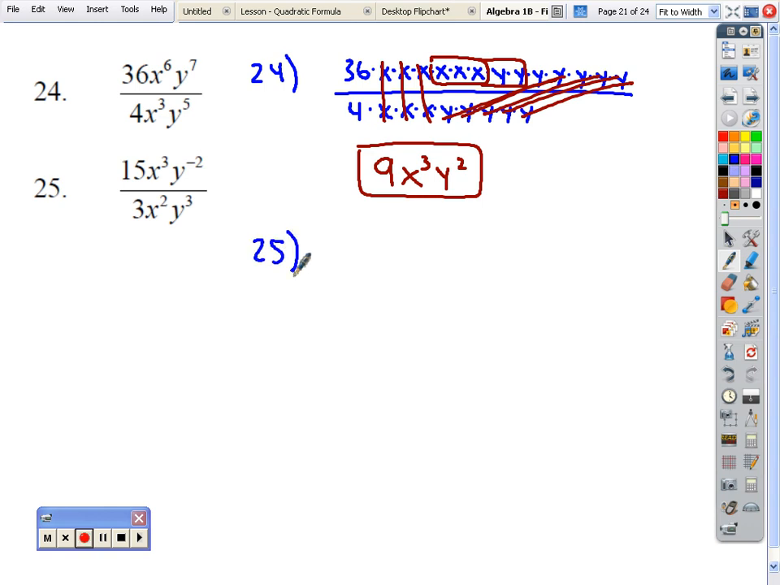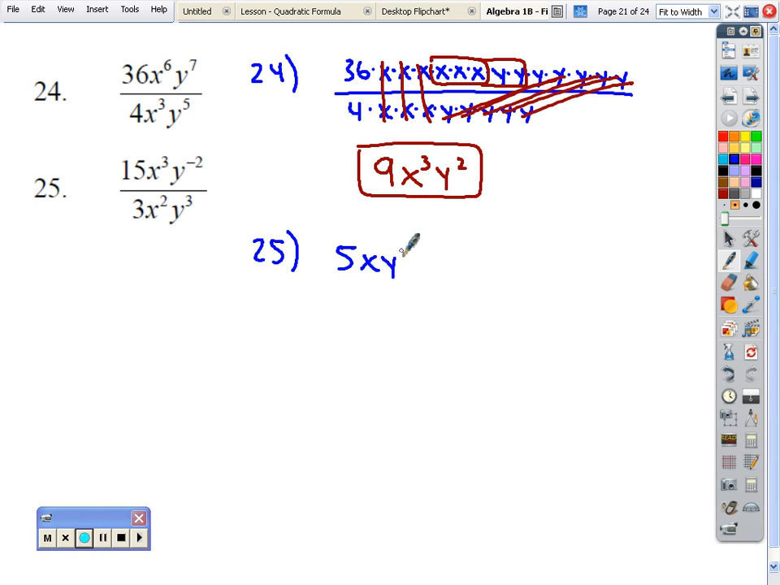25 is a little more complicated because you have the negative exponent. But the idea is the same. So you're going to say 15 divided by 3 is 5. 3 minus 2 is 1, or just x by itself. And then you have negative 2 minus 3, which is actually negative 5.